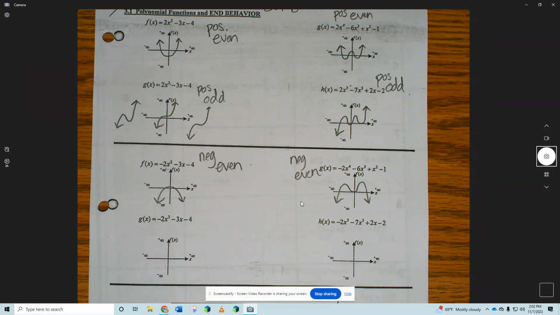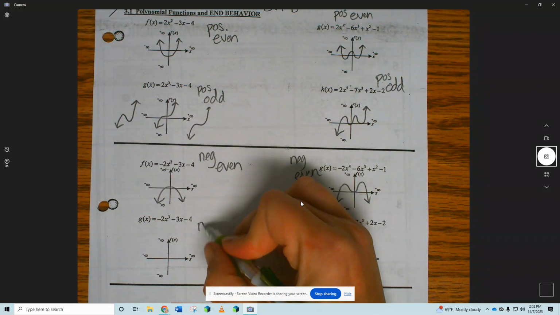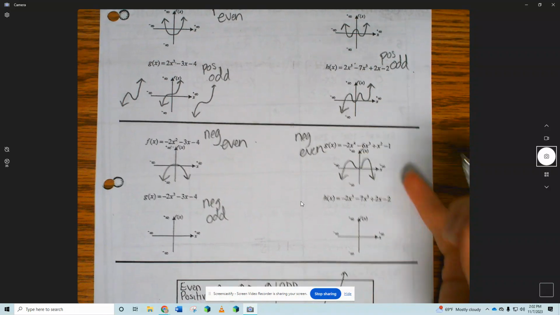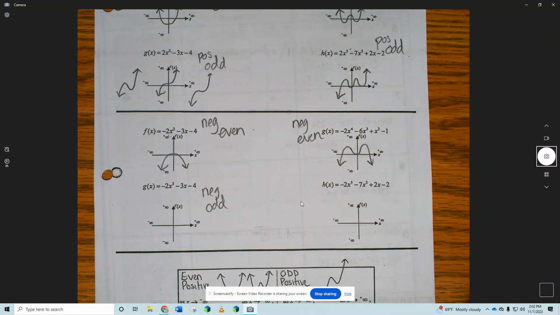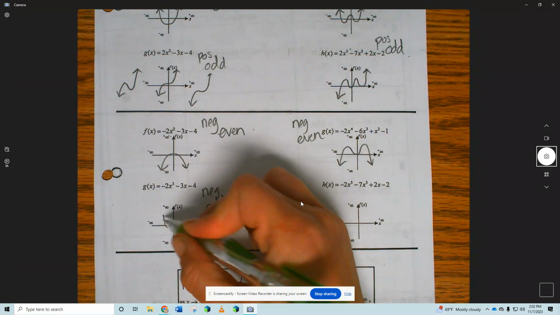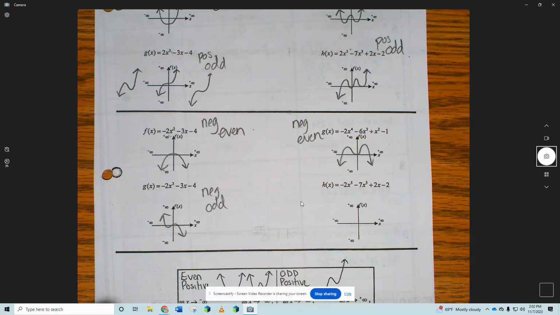The bottom ones. Negative, odd. Does this seem pretty easy? You're just looking at the exponent, and then you're looking at, is it positive or negative? And you're drawing the shape. Negative odd would be this, like that. Negative odd.